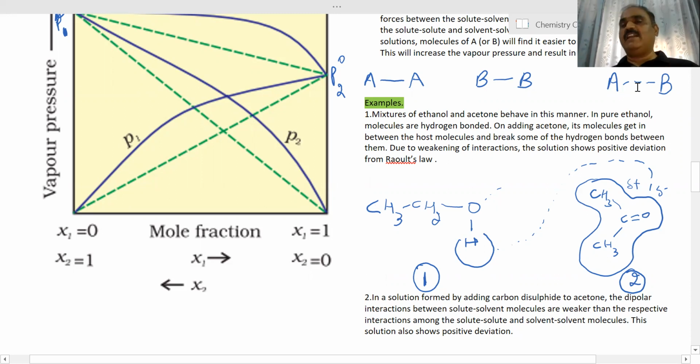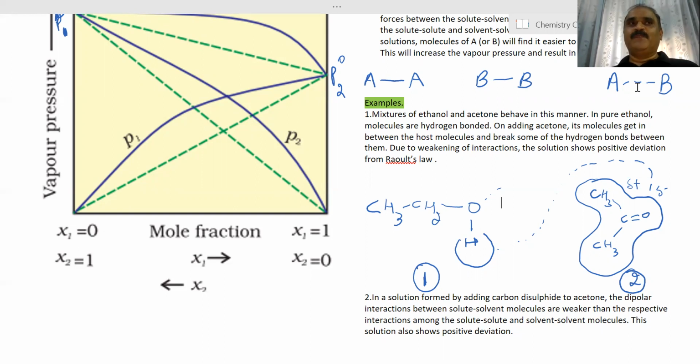When molecules are held less strongly, they have more ease of evaporation. They will evaporate easily. Vapors will be formed in large amount and vapor pressure will be higher. So this will be higher than given by Raoult's law. It is showing positive deviation. Now let us explain enthalpy change.